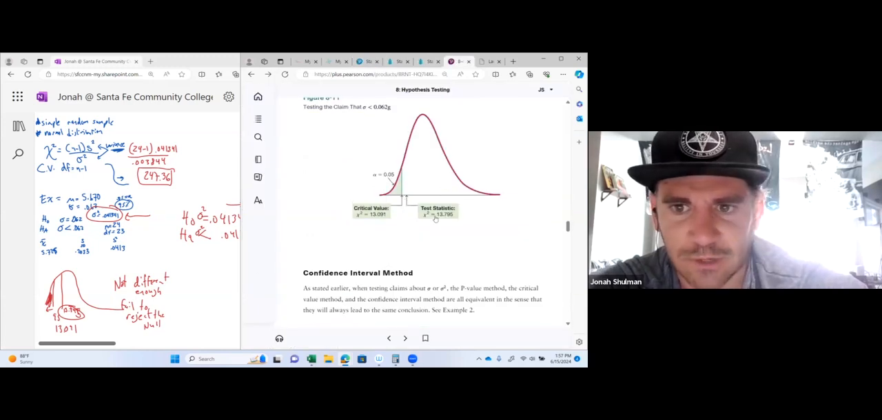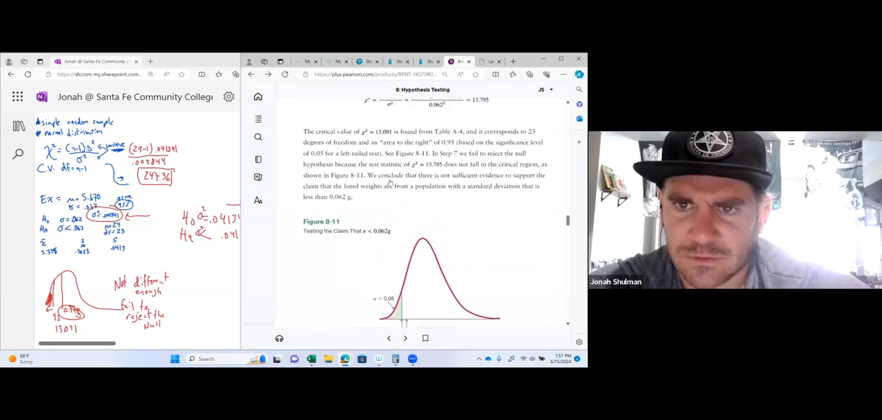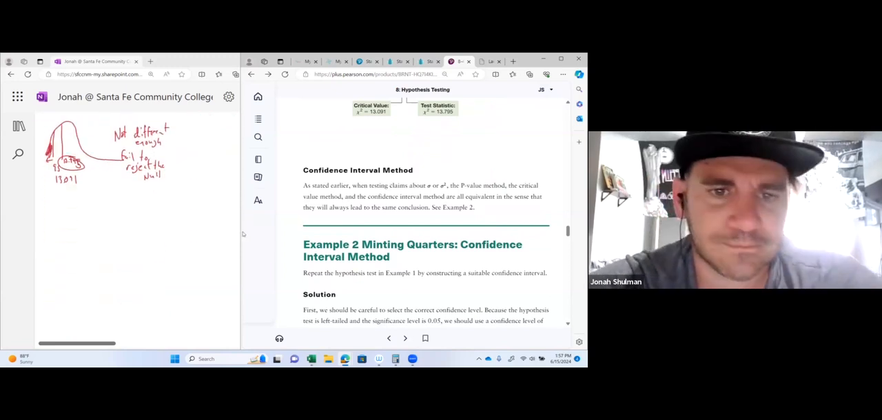So in the book, we got it right. Our test statistics here doesn't fall outside the range. So guess what? There's not a significant difference. All right, let's try this thing with the confidence interval method and keep going.